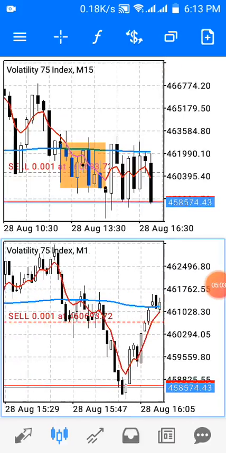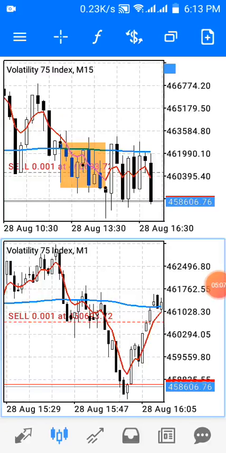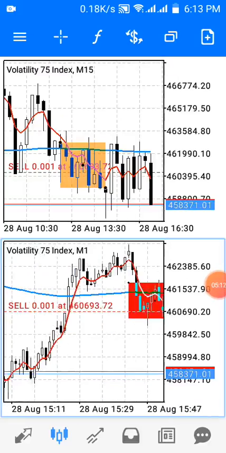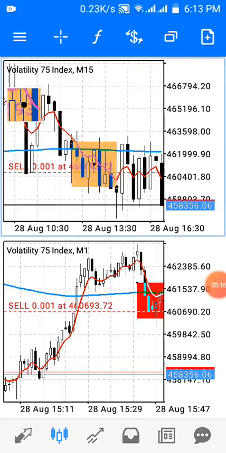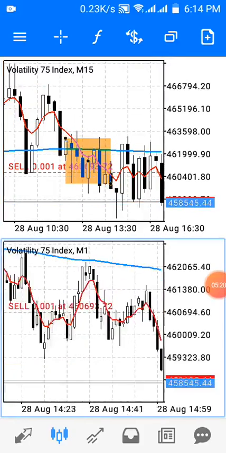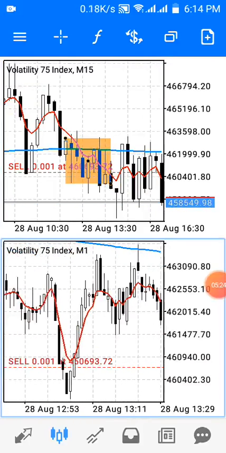But as long as the red line is below the blue, you enter your trade. But you have to make sure that the red line is below the blue line on the higher time frame. So that's the way this strategy works. You like it? Just 2 moving averages.